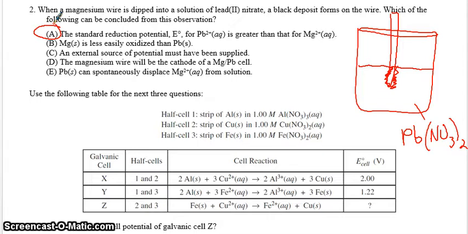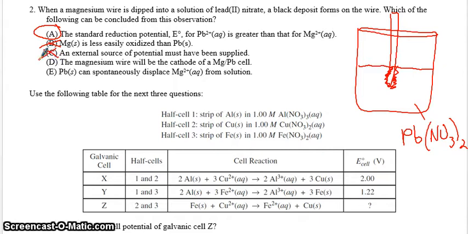Let's take a look at the other ones and see why they are not the correct answers. B says magnesium is less likely oxidized than lead. This is wrong. This is the opposite. Magnesium is more likely oxidized, or more easily oxidized. C says an external source of potential must have been supplied. This is not true. If the external source were supplied, then the opposite reaction would occur. The lead would actually get oxidized and the magnesium would get reduced.